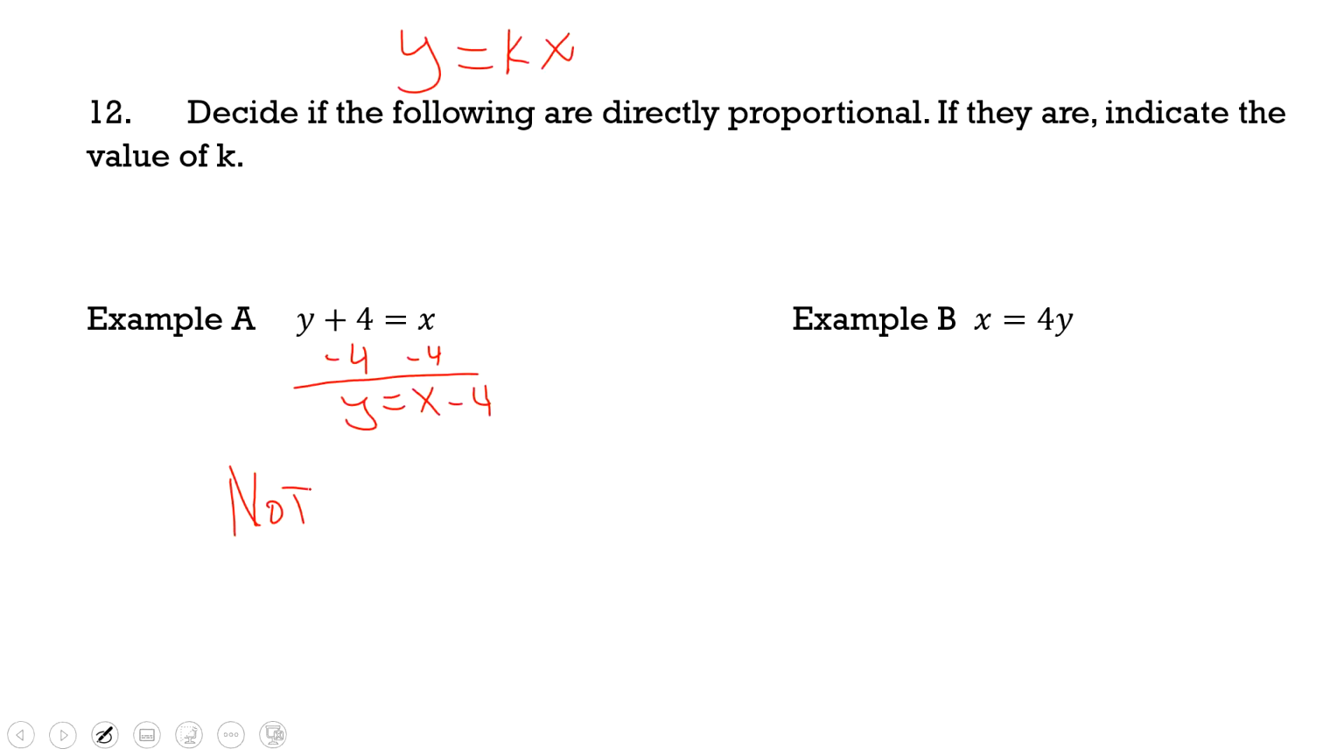Second one, again, we're solving for y. To get y by itself, I have to divide by 4. So I'm left with y equals 1/4 x. That looks like y equals kx. My k value in this instance is 1/4. And this is directly proportional. Does that make sense? Everybody see what we're doing there?